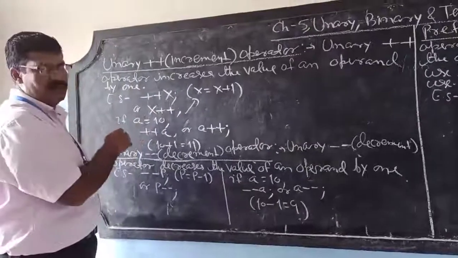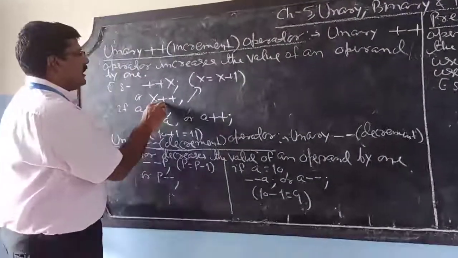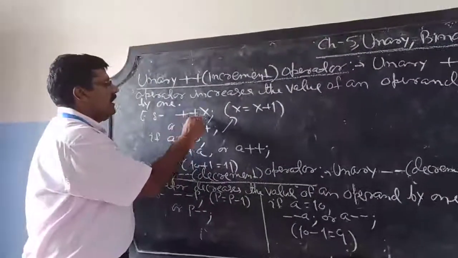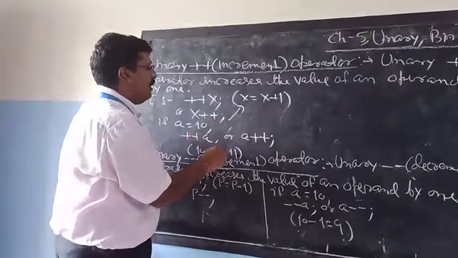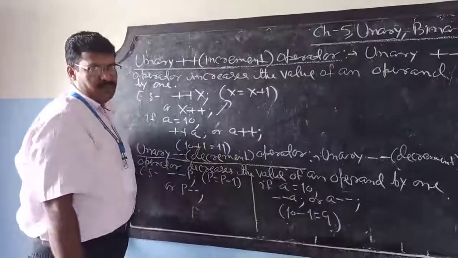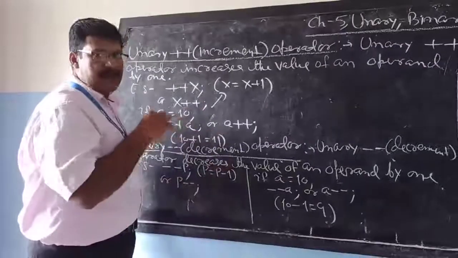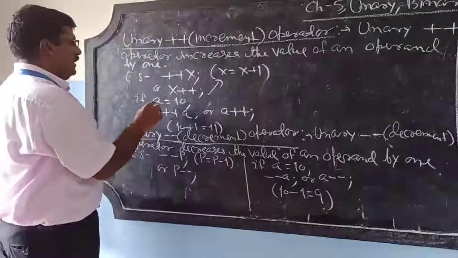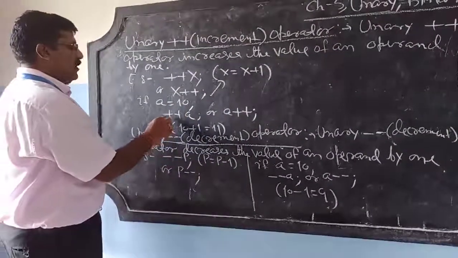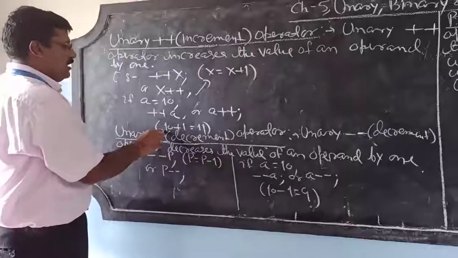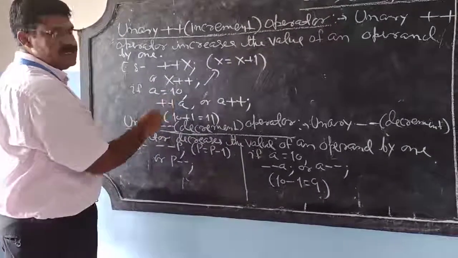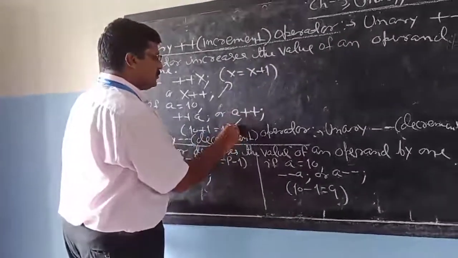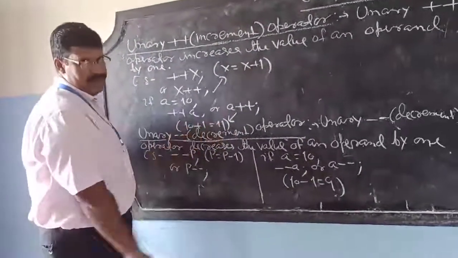Prefix means comes before. And if the increment or decrement operator is used after the operand, like x plus plus, then it is called a postfix unary operator. There is some difference between both, we'll discuss. For example, if a equal to 10, then plus plus a means a plus 1. A value is 10, so 10 plus 1 equal to 11. And if you write a plus plus also, it means the same, 10 plus 1, 11.